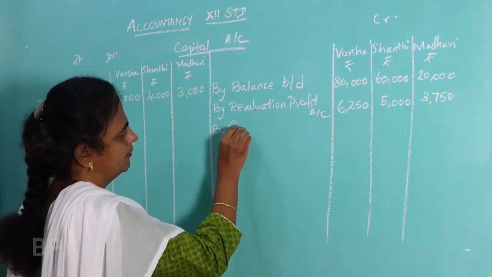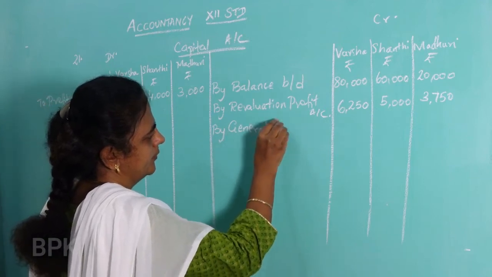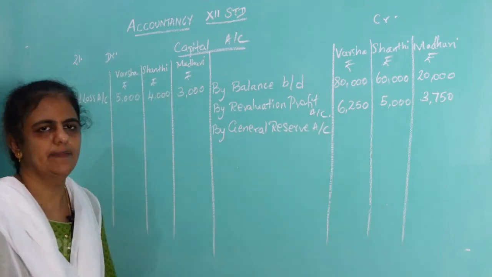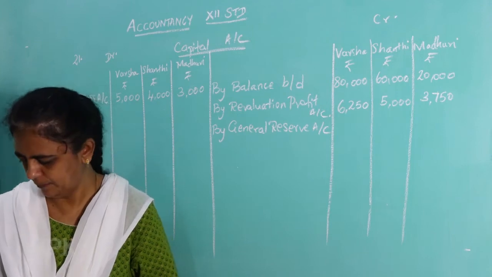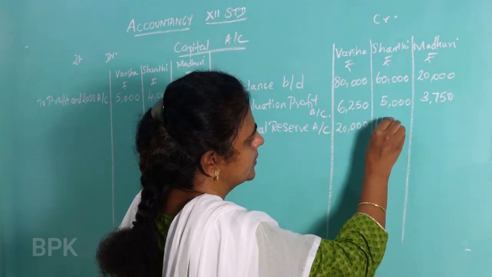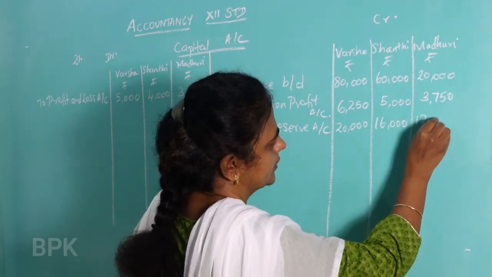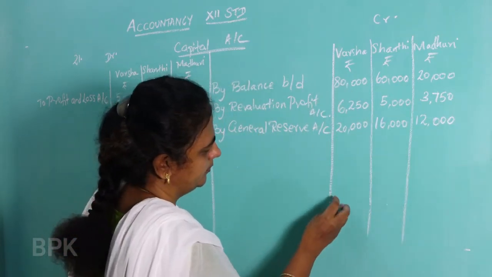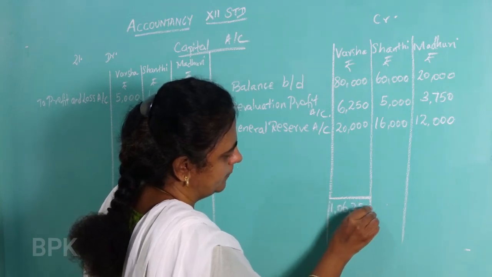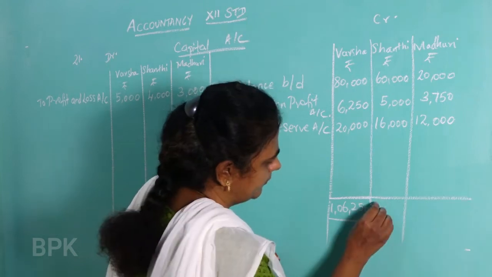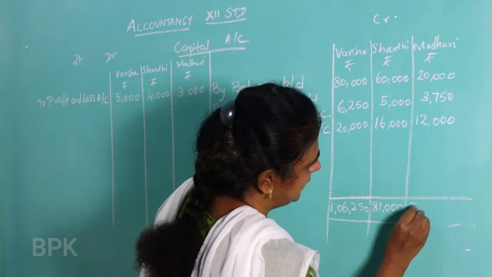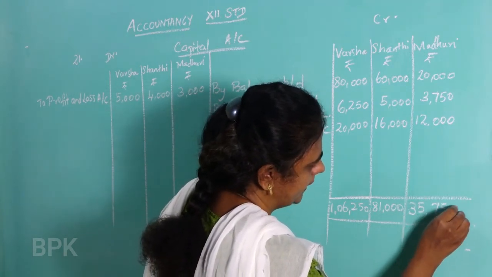So by general reserve account, this 48,000 divided in the ratio of 5:4:3. Okay. So that will give you 20,000, 16,000 and 12,000. So now put the total now. 1,06,250, 81,000 and 35,750.